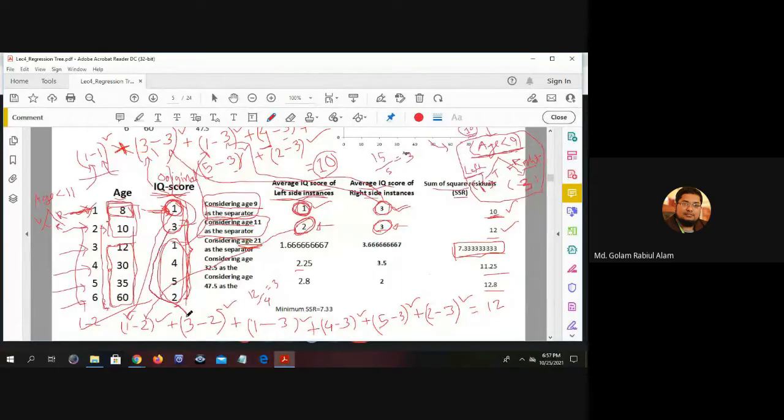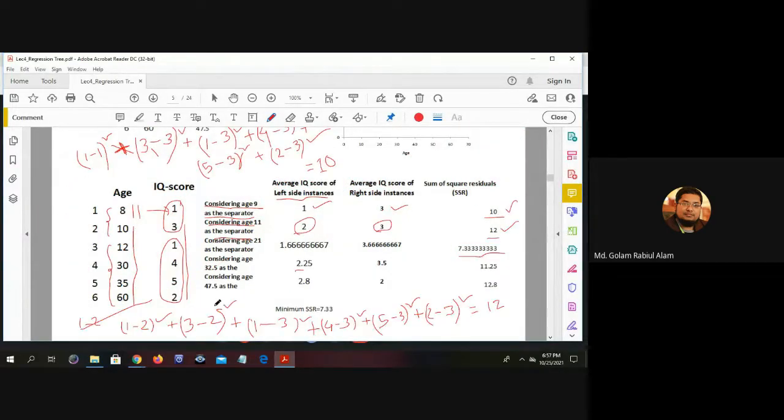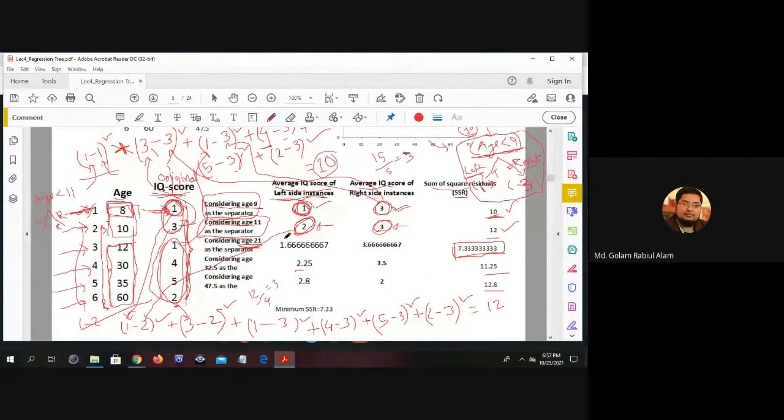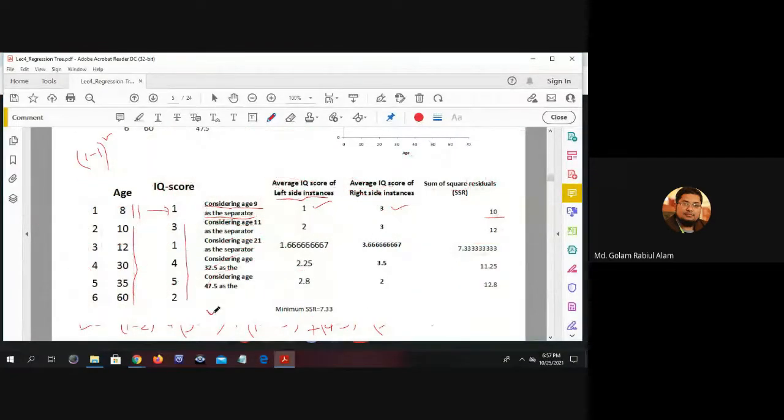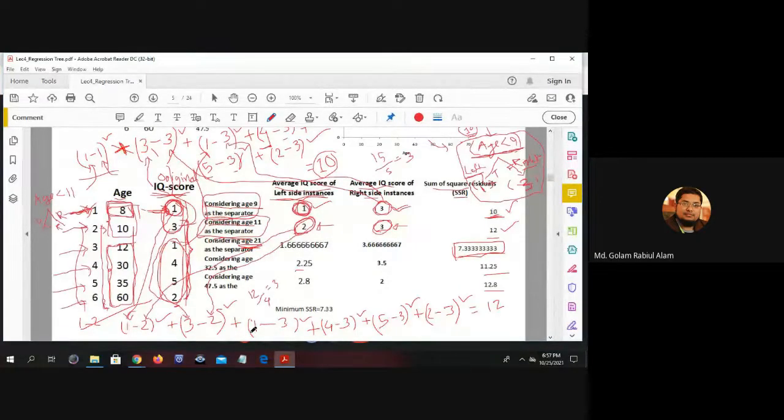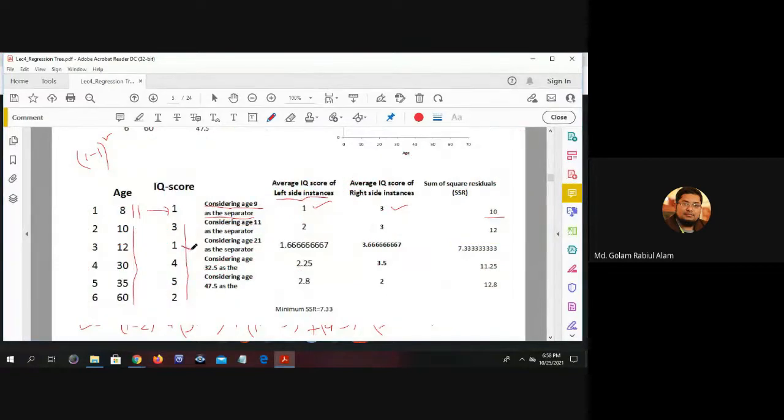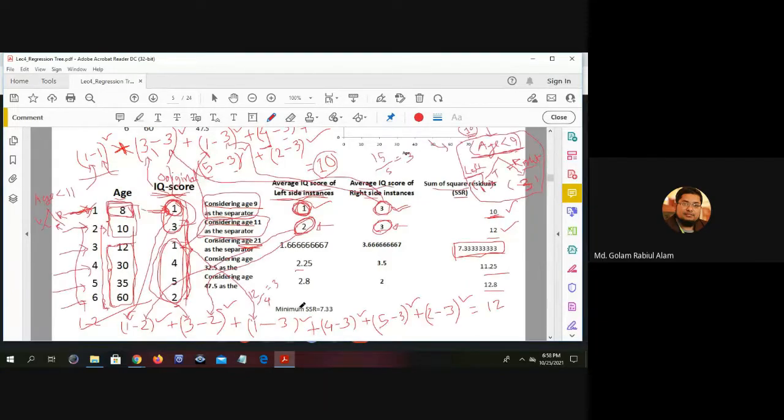Plus the original IQ score of the next one, which is 3. This one is also on the left side, so the prediction is 2. So 3 minus 2, squared. And another one is the third observation, where the original IQ score is 1 and the prediction is 3.